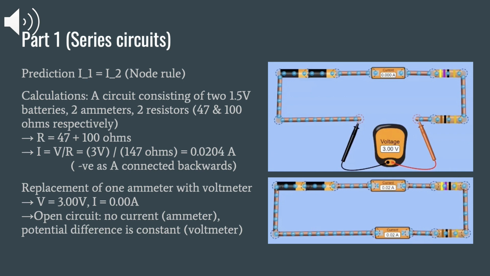Replacing the ammeter with a voltmeter, the voltage remains the same at 3.00 volts, and the current is equal to 0 since this is an open circuit, so no current actually flows through, and the potential difference still remains constant.